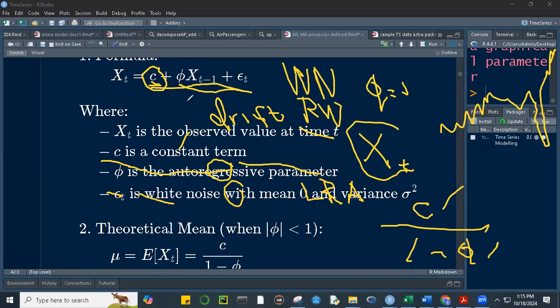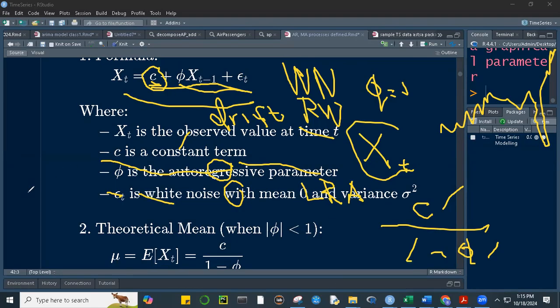Okay, so please understand that an AR process has this structure and that a very important characteristic of your phi is that it should be less than 1. The absolute value is less than 1, which means it can be positive, less than 1, or negative. As I said, it can be 0.99 or negative 0.99, can be 0.2 or negative 0.2.